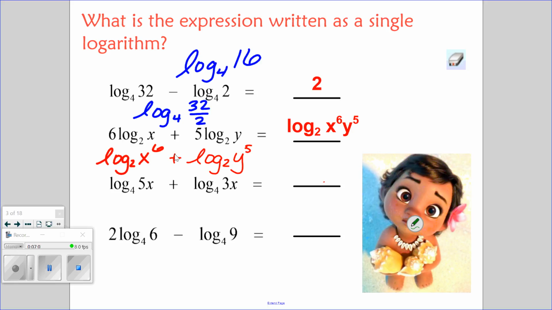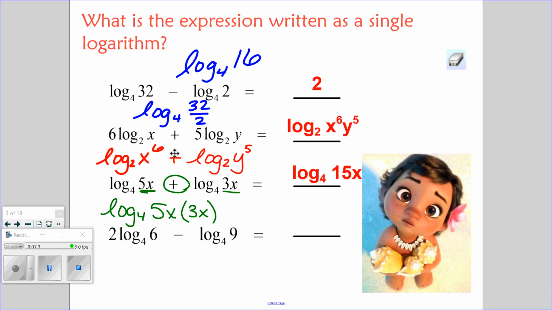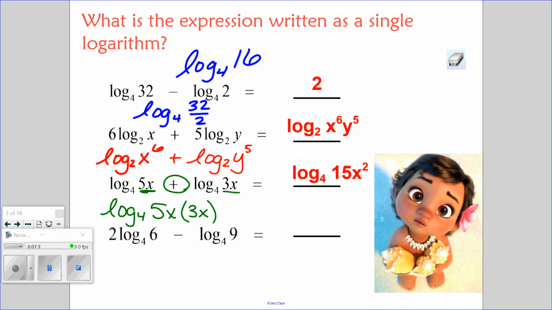All right. So there's no exponent that needs to be thrown back, so I have a plus sign. Where does that go? That's multiplication. So log base 4 of 5x times 3x. Can you simplify that at all? What's 5x times 3x? Good. Log base 4 of 15x squared. Okay, but do you see how we took something that was spaced apart, and we were able to condense it down to just one log and then the number?